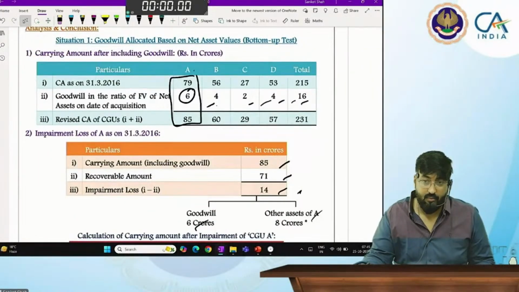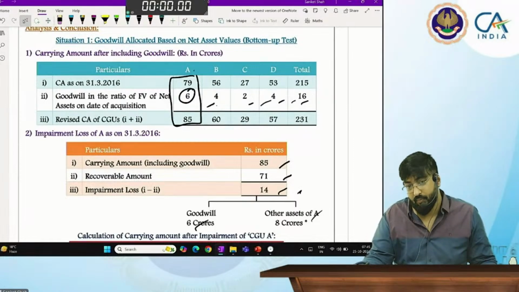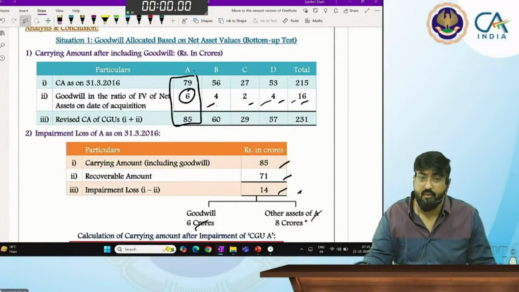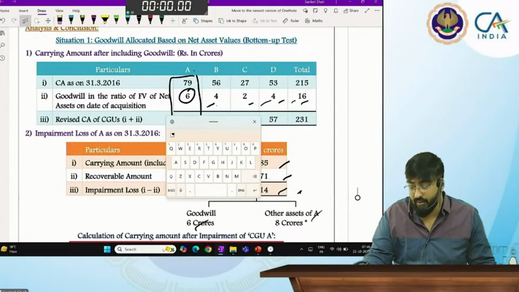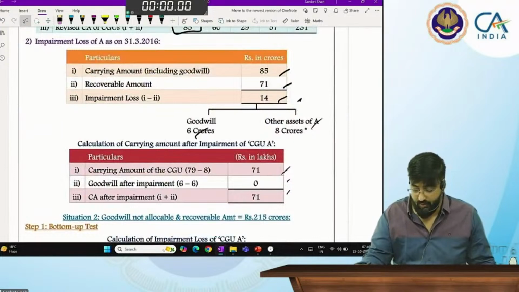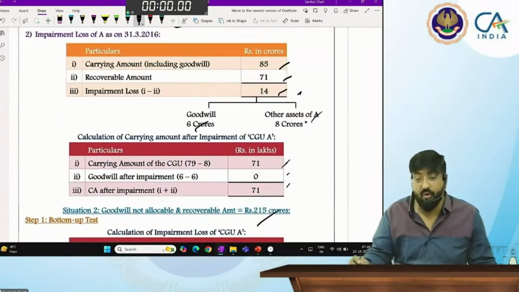Sir, if the recoverable amount here is 75 instead of 71, then we allocate 4 here from goodwill. Simple. So goodwill will continue with 2 rupees, and the carrying amount will continue with 79 rupees. Correct, sir? Other asset part. Now, goodwill is not allocable. So 215 came.